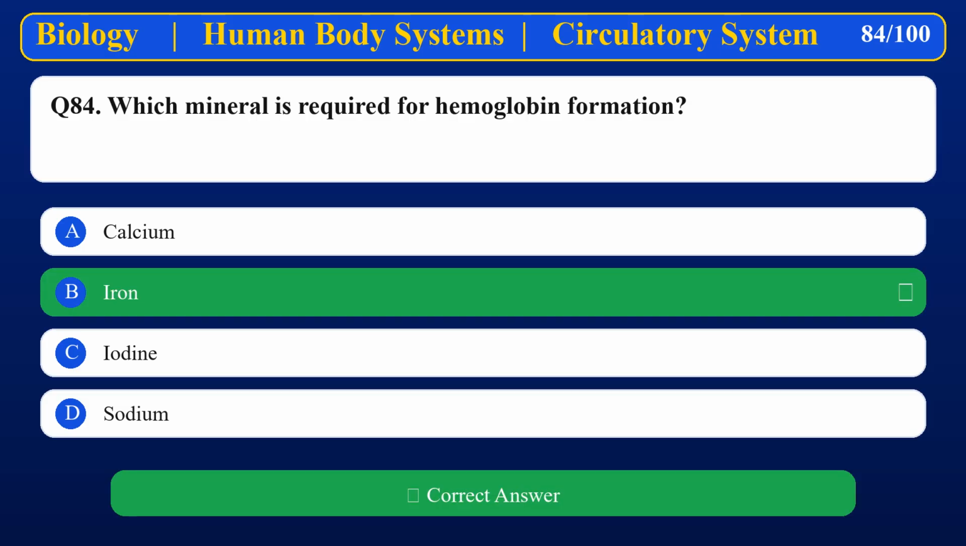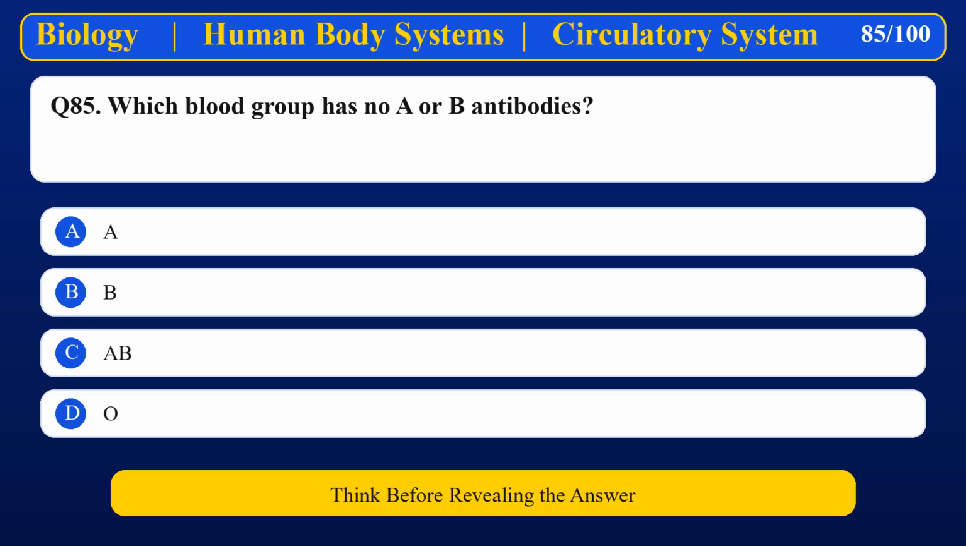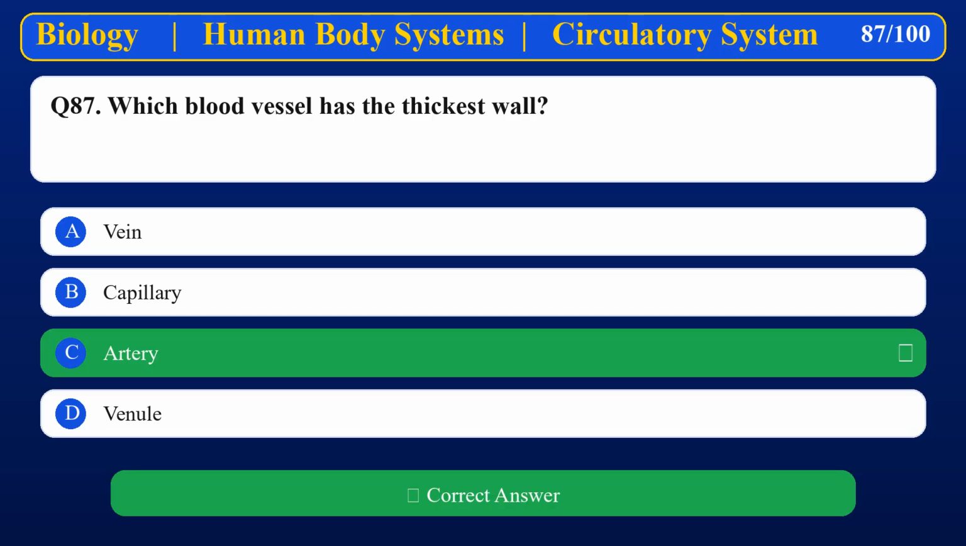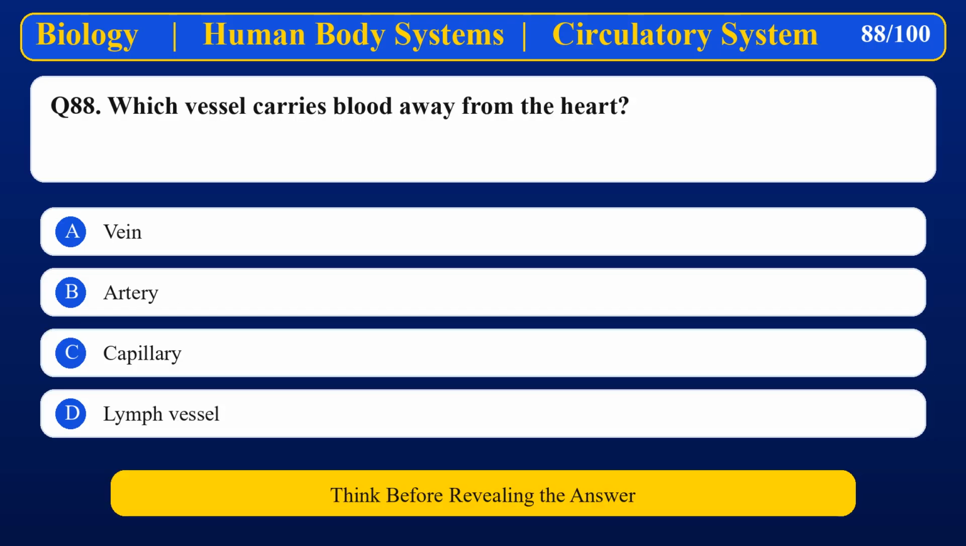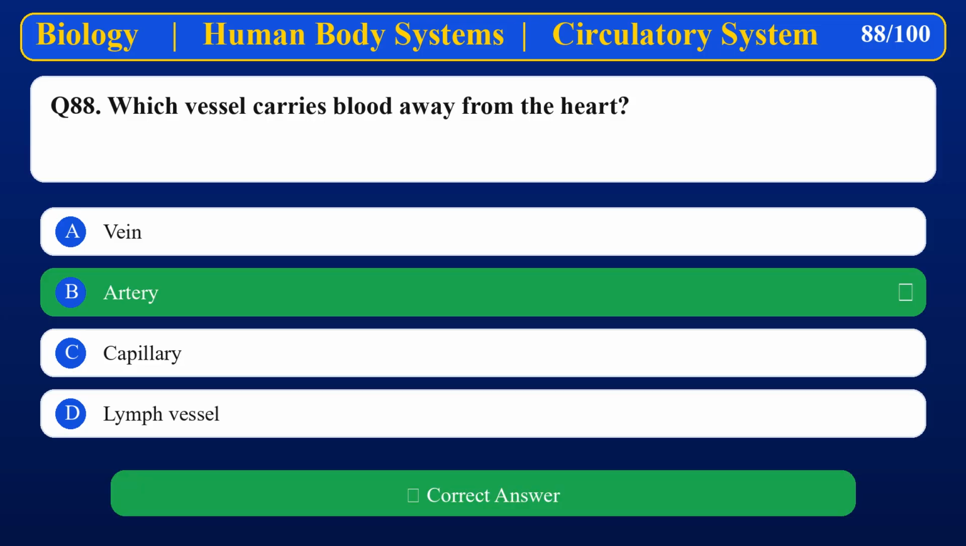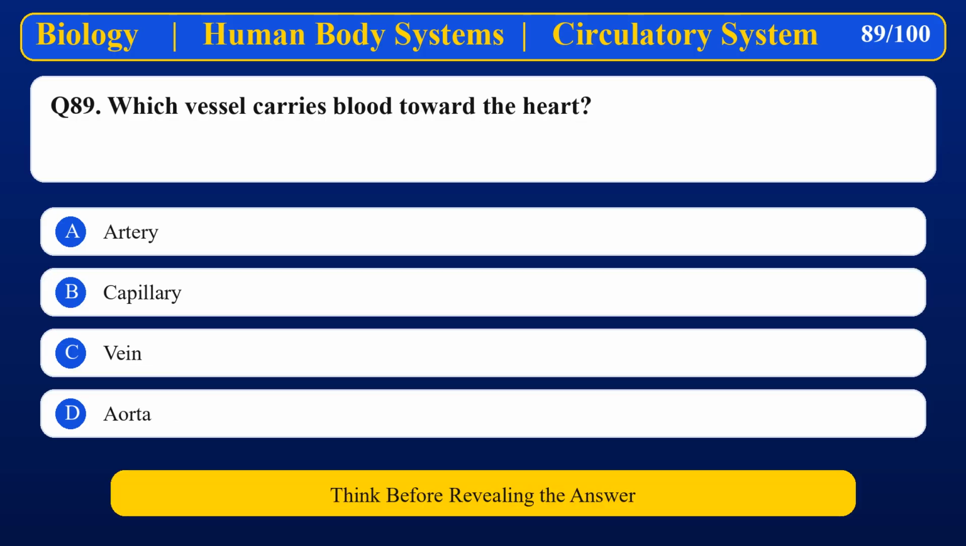Iron. Which blood group has no A or B antibodies? AB. Which blood group has both A and B antibodies? O. Which blood vessel has the thickest wall? Artery. Which vessel carries blood away from the heart? Artery. Which vessel carries blood toward the heart?